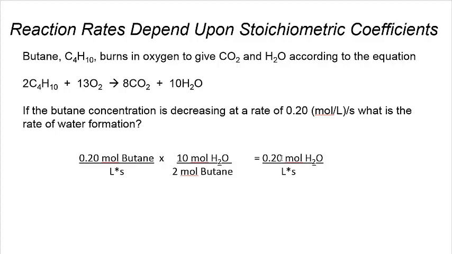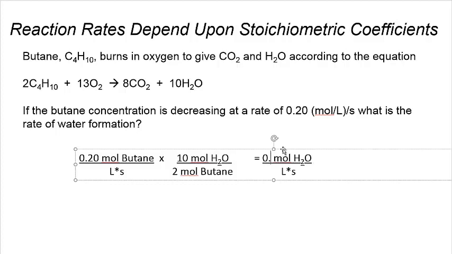So 0.20 moles of butane times 10 halves, first of all, does not equal 0.2. Let's go ahead and fix that real quick. It's going to wind up being 0.5 moles of water per liter per second. And we can see that this sort of makes sense. Because there are more moles of water being produced than the moles of butane being used up, we would expect the rate of water formation to be a little bit higher than the rate of butane being used up in this case. Okay.